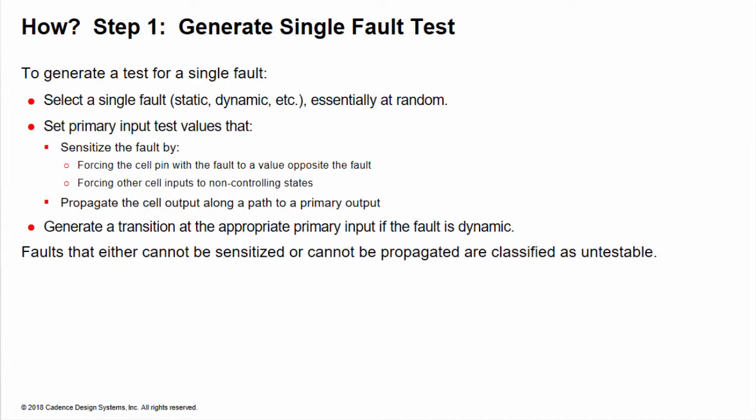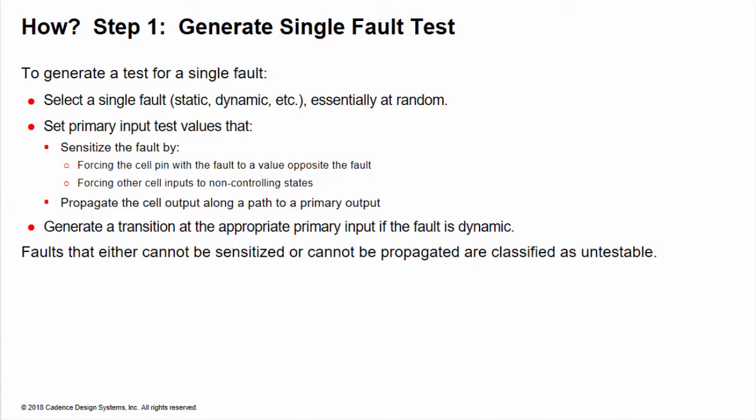So how do we generate that test for a single fault? As mentioned before, a single fault is selected, usually at random. The cell pin with a fault is set to a value opposite of that fault. For example, a 1 if the fault is a stuck-at-0 fault. Then the back cone from this pin is traced in order to determine a set of primary input values that will force this value. The other cell pins are set to non-controlling values, so a cell output will be different depending on whether the fault is there or not. The back cones for these values are traced to determine the additional primary input values needed to force these values. Then the forward cone from the cell output that is affected by this fault is traced to find a primary output that can observe the value.